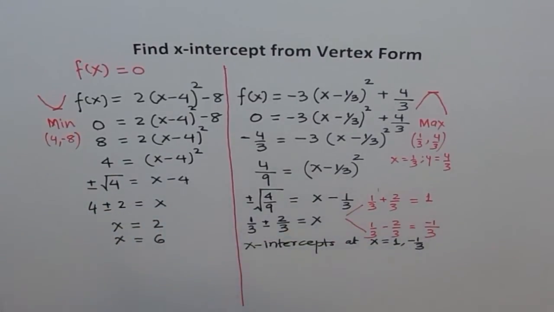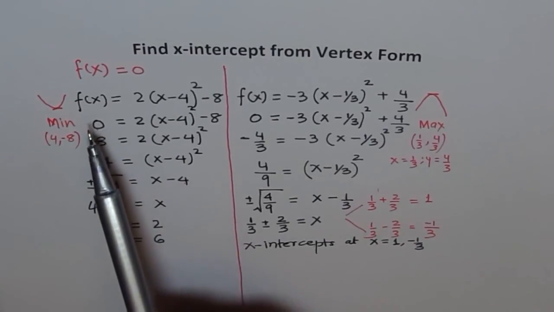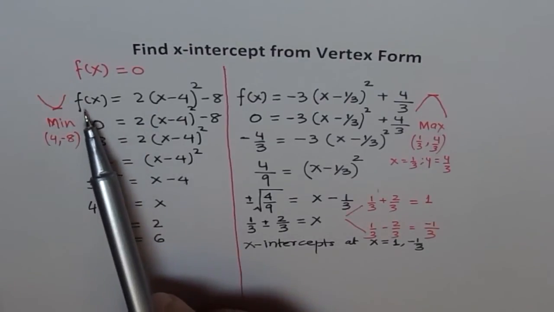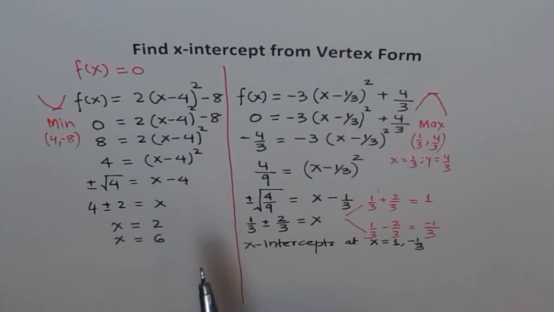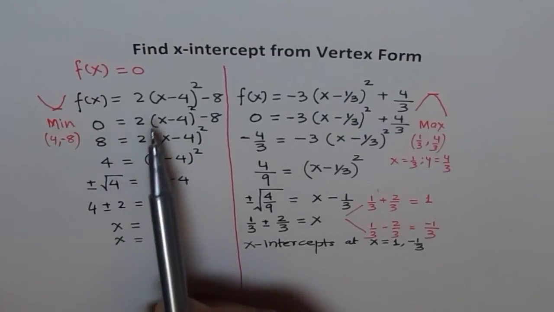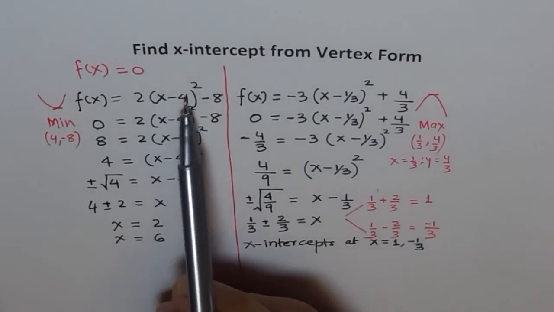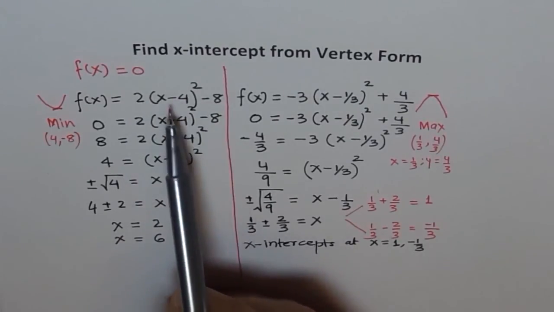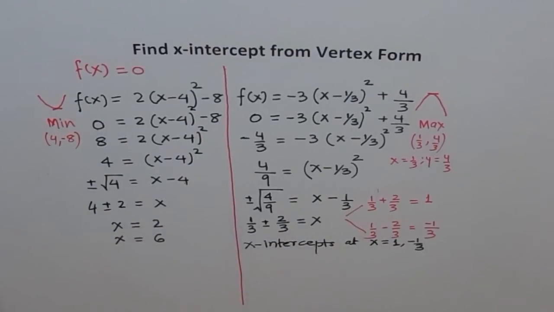Now for you, as an exercise, you need to find the y-intercept. How will you find the y-intercept? Can you tell me? Well, the best way or the only way is to put x equals 0 and find f of x. The y-intercept is a point where the parabola intersects the y-axis, and that is always at x equals 0. So if you plug in x equals 0 here, you get 4 squared, which is 16, times 2, 32, minus 8. 32 minus 8 is your y-intercept.